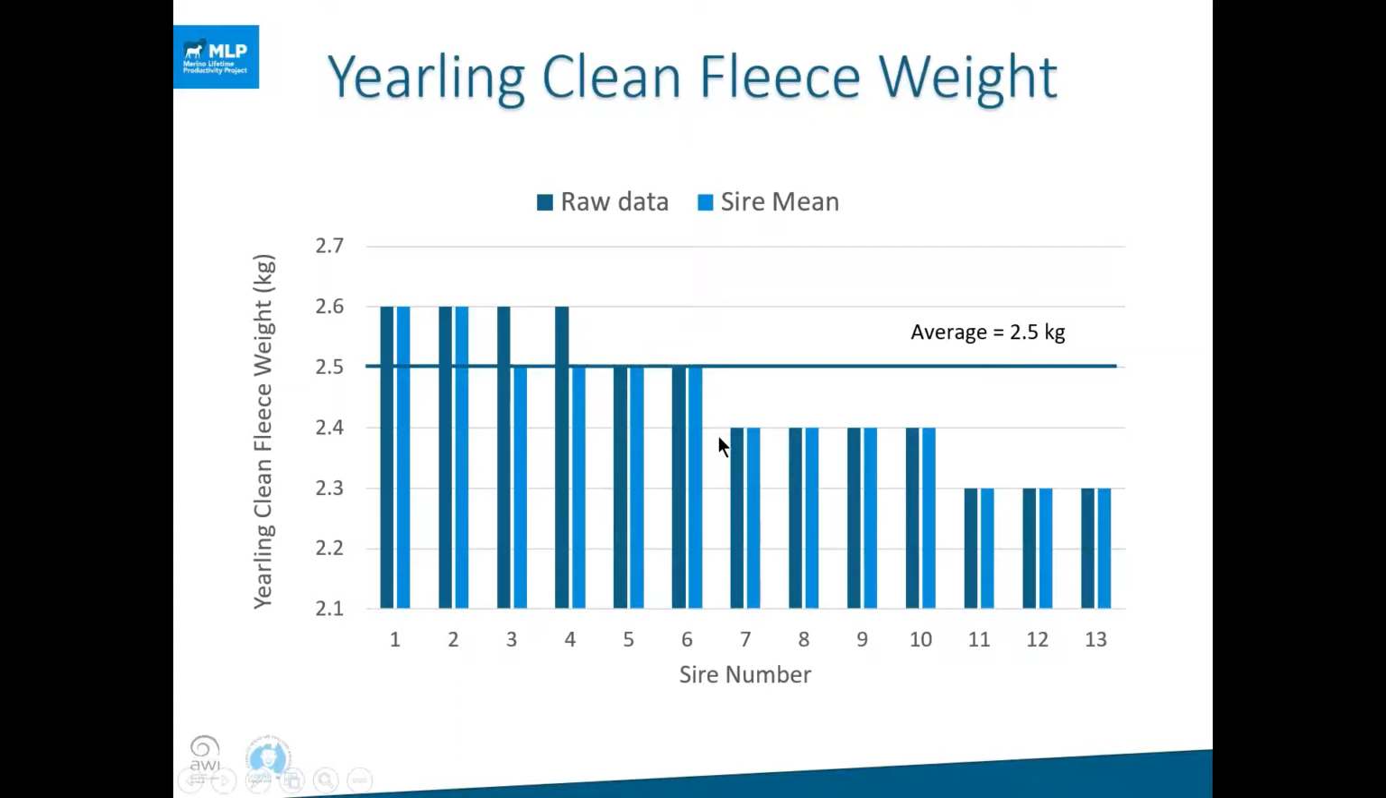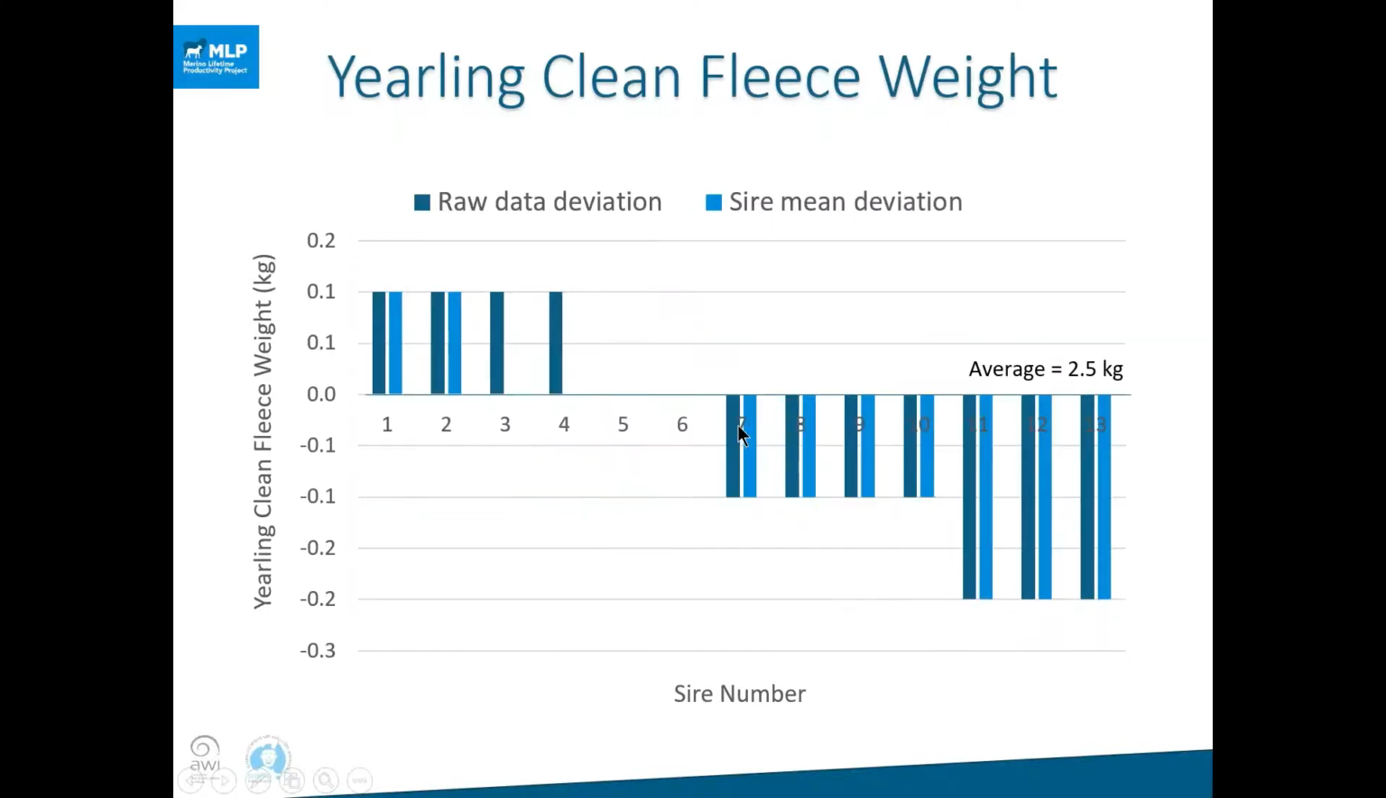Before we look at the flock breeding values, let's transfer this data so that it is expressed as deviations from this average, because flock breeding values are expressed as deviations. So let's change this raw data and the sire means to how far above the average the sires' progeny perform, or how far below the average they perform. And I can just do that, just like that.